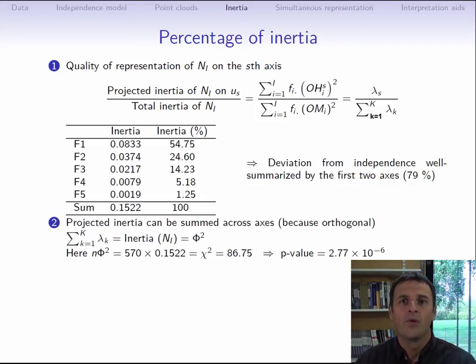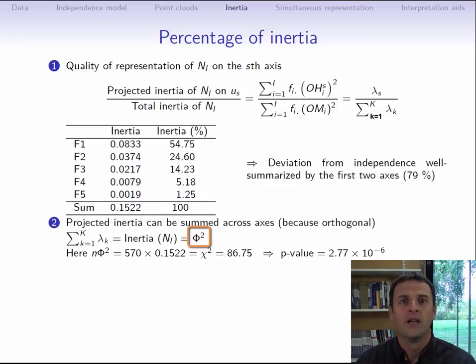Here is a mathematical property of what we have done. The projected inertia, that is the eigenvalues, can be added up from each dimension to the next. This comes from the fact that the dimensions are orthogonal. Therefore, the sum of all the eigenvalues, or the sum of the projected inertia, if you like, equals the total inertia of the point cloud Ni. This is true for all principal component methods. In the particular case of correspondence analysis, this total inertia equals phi squared.